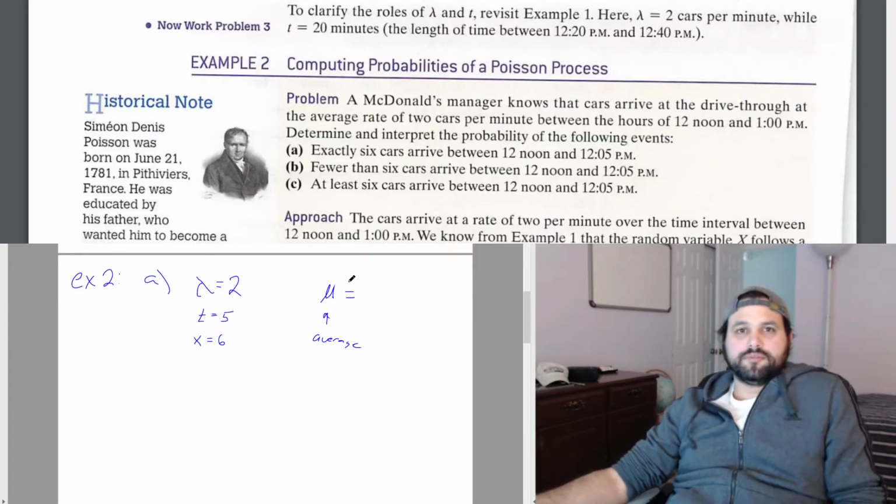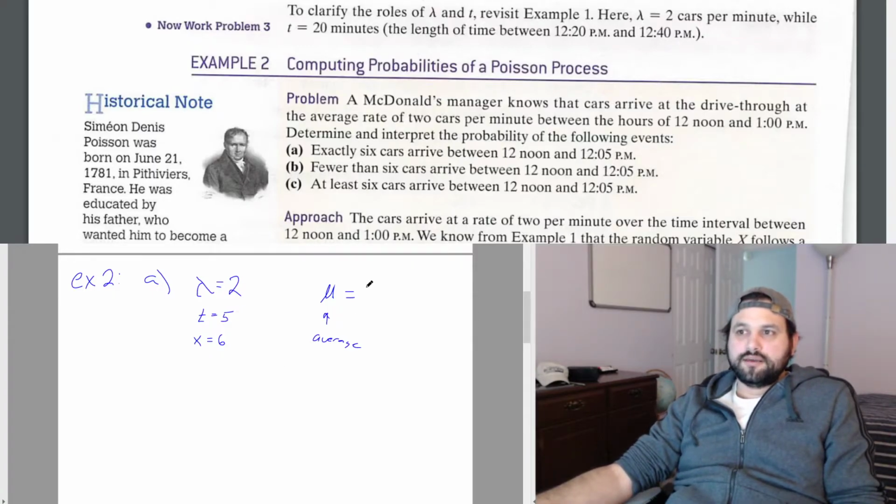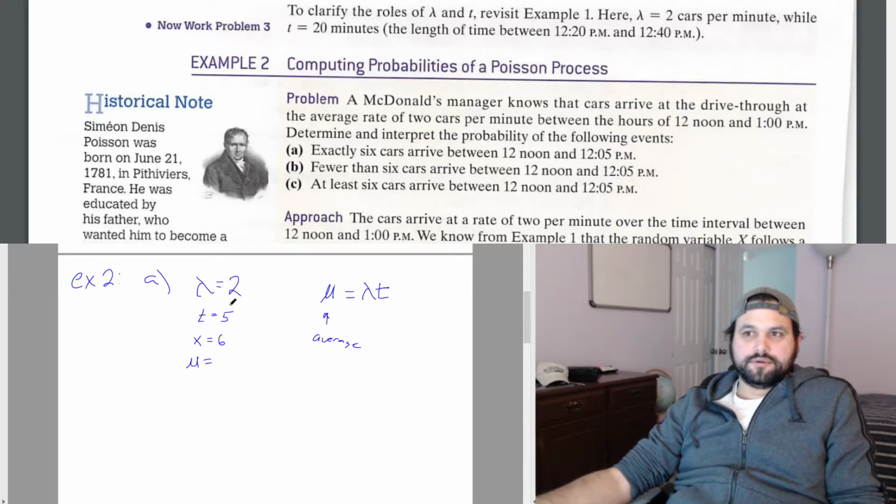That's just a simple multiplication problem, right? You would take that 2 and you'd multiply it by 5. Or in general, you're going to take lambda and multiply it by t. Okay, so we're going to need this for the calculator. So mu is equal to, in this case, 10.